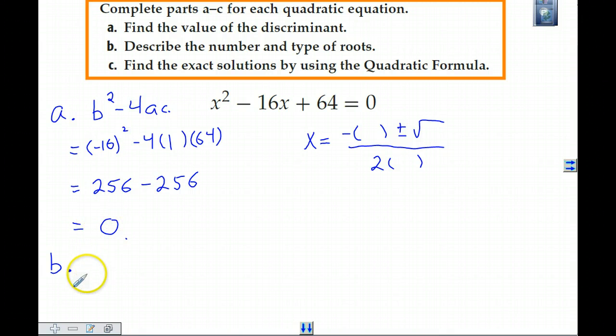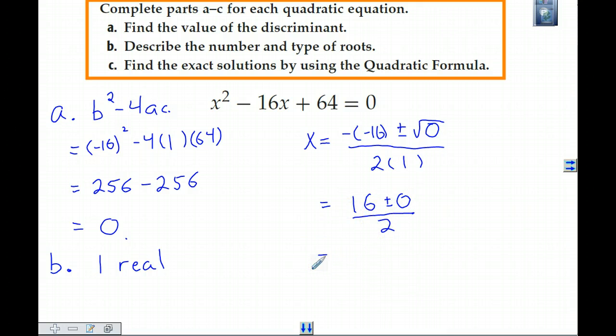All right, I got 0. What does that mean? When you solve it, what do you get? Negative of negative 16 plus or minus root 0 from part A. That's the same. And then all over 2 times 1. So we get positive 16 plus or minus 0 all over 2. So our answer is 8.